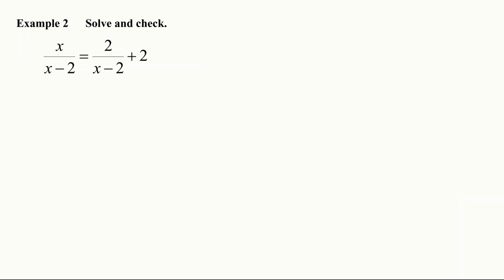All right, so let's take a look at this problem now. The restricted value, the one we cannot accept, is going to be 2, right? Because that would make both of these denominators 0, and therefore both of these fractions undefined. So the restriction here is that x should not be 2. Now we'll go ahead and proceed with finding the LCD. What's the LCD of both sides? It's just going to be x minus 2, right?